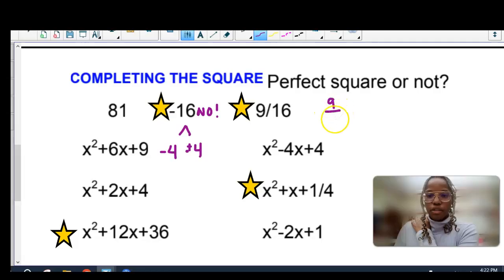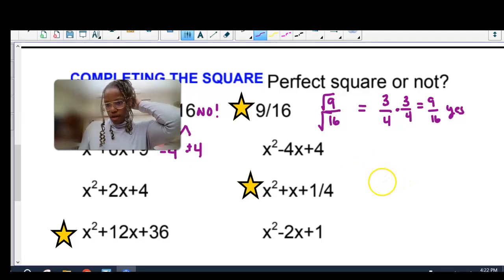Okay, 9 over 16. You can think about it as taking the square root of both the numerator and denominator, so this becomes 3 over 4. To check, if I do 3 over 4 times 3 over 4, I get 9 over 16. So yes, this is going to be a perfect square.